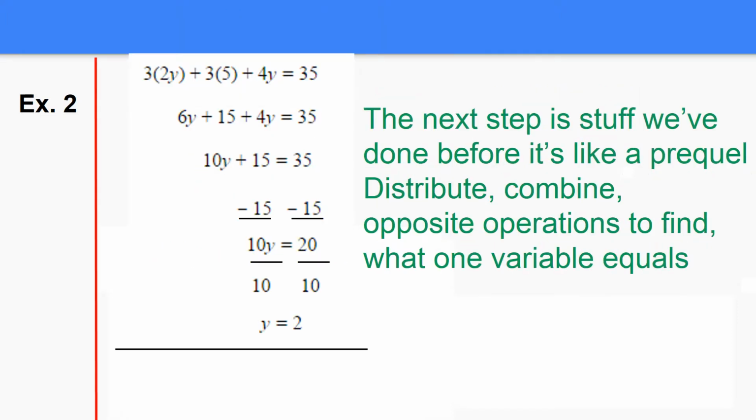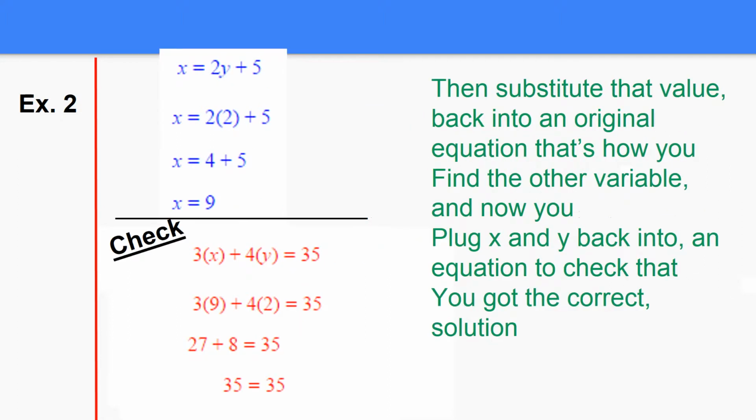The next step is stuff we've done before. It's like a prequel. Distribute, combine, use opposite operations to find what one variable equals. Then substitute that value back into an original equation. That's how you find the other variable, and now you plug x and y back into an equation to check that you got the correct solution.